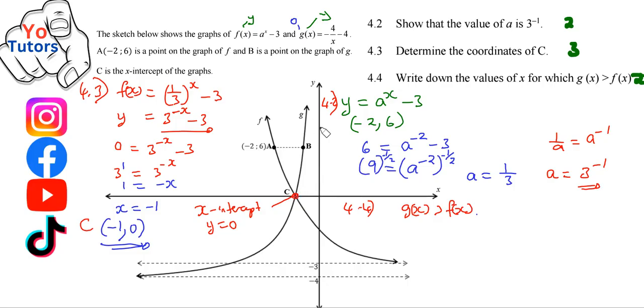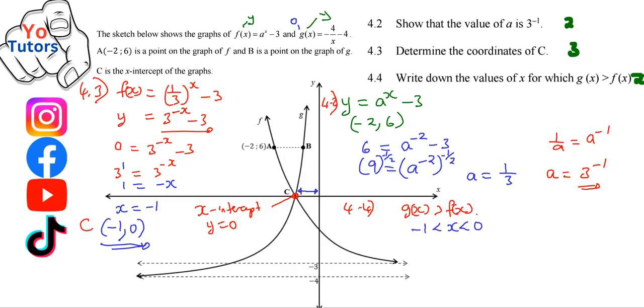Because this graph here has an asymptote, x equal to 0 is an asymptote here. So it's only above f of x from -1 until 0. So that's where we are talking about here. This is where it's actually above f of x. So in this case, our answer will be -1 less than x less than 0. So that's where your values are.